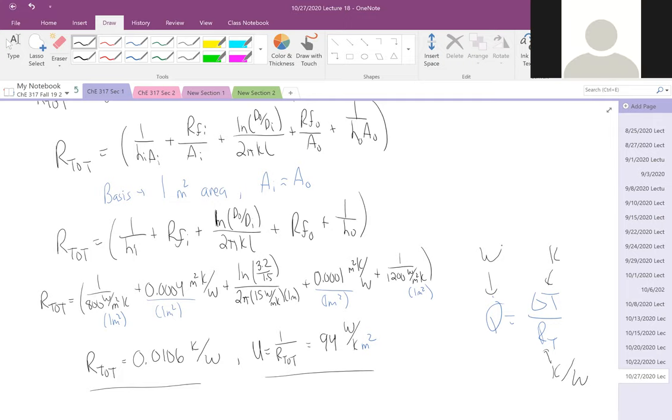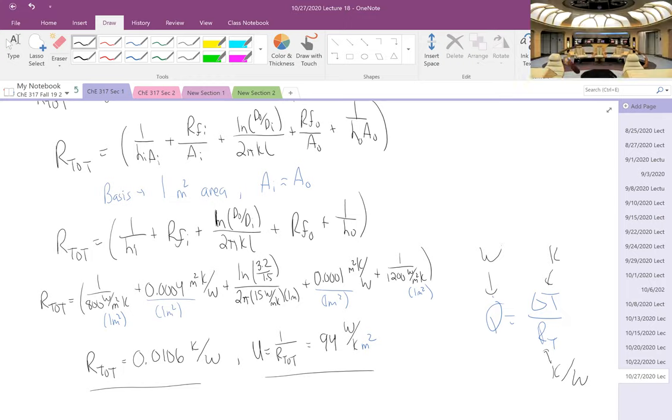What kind of heat exchanger was that in that example? I think it was a double pipe heat exchanger.